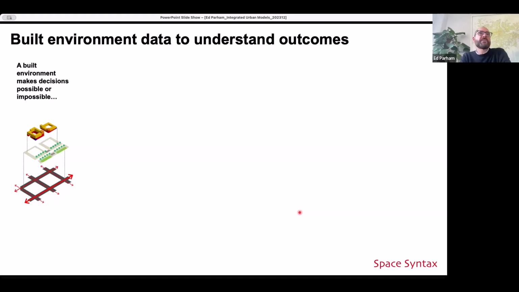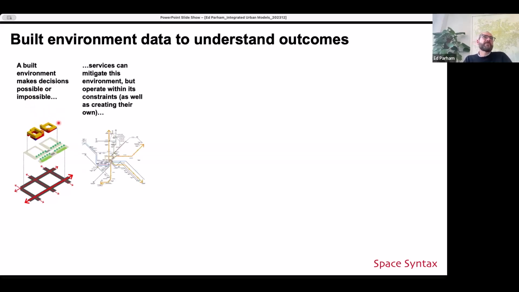there's a question which is about data and why do we need to use models and data for models when you have a whole load of things like live data telling you how many people are in certain places and all of this stuff. And this is a little bit about how to position what we do, really. So if you think through the slides that we've just been talking about, what we're really saying is that the built environment makes some things possible or impossible.